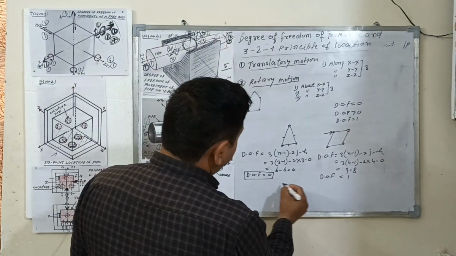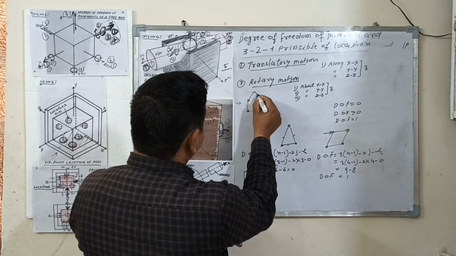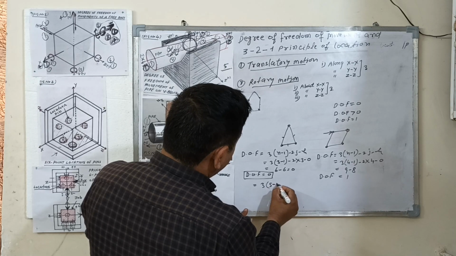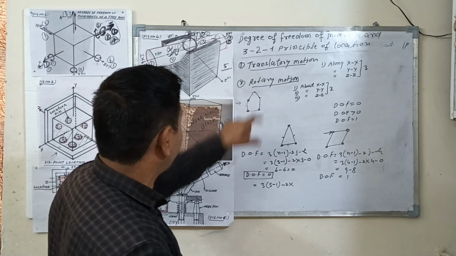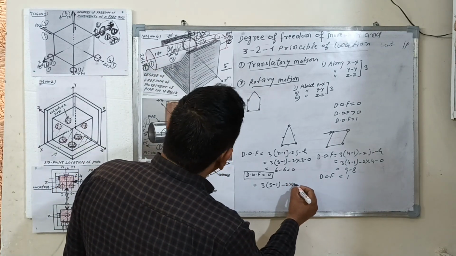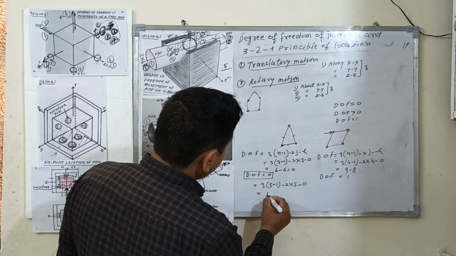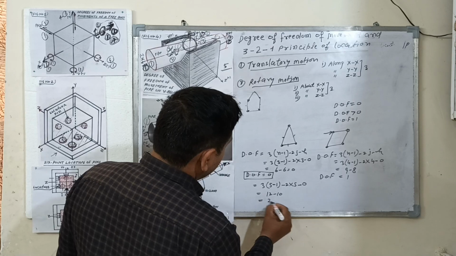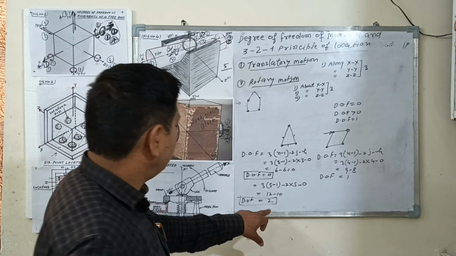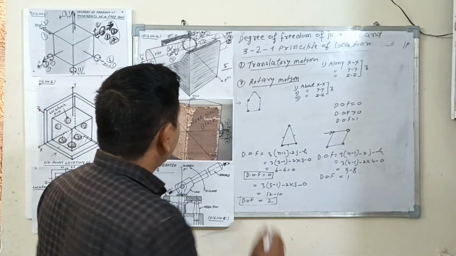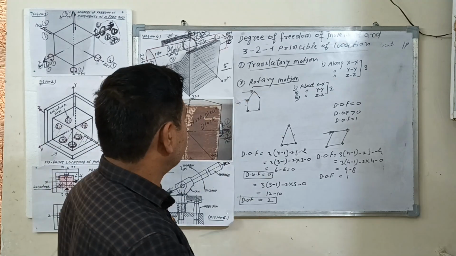Third example is, for example, this is the 5 bar. Again you put the value: 3 into n, n means links 1, 2, 3, 4, 5. 5 number of links. 2 into j, j means number of joints 1, 2, 3, 4 and 5. J means number of lower pairs 5. Higher pair is 0. 12 minus 10, degree of freedom is 2. It means that 2 points are here where the force is applied to give the relative motion.